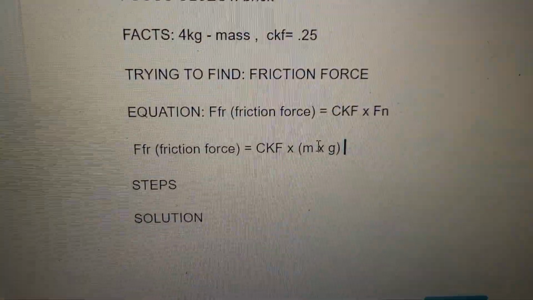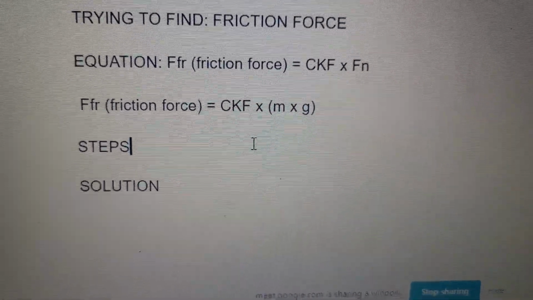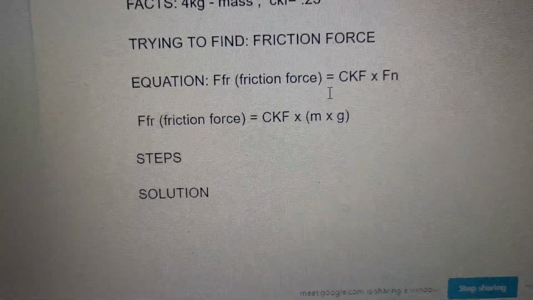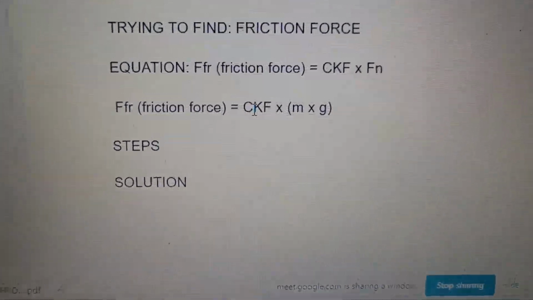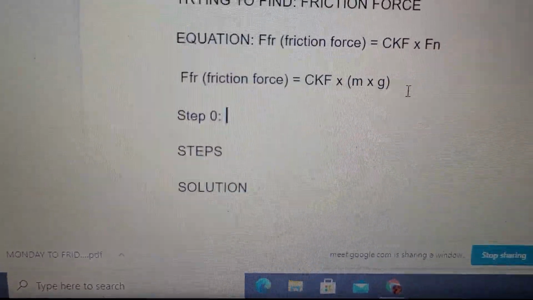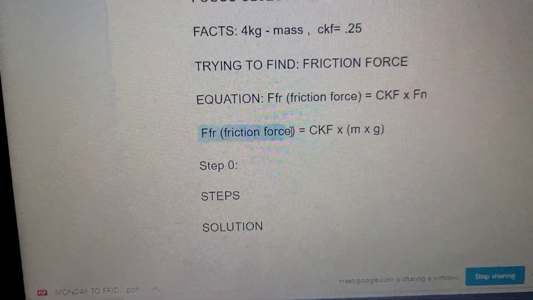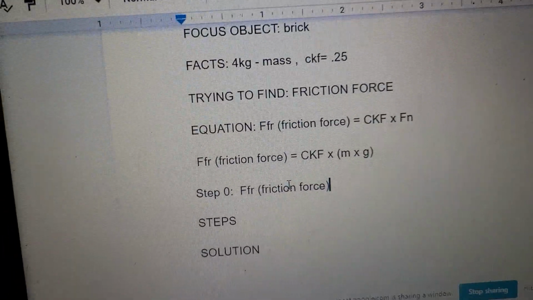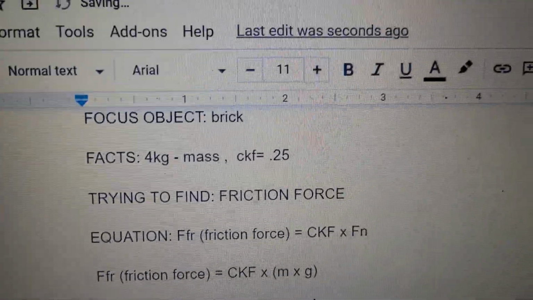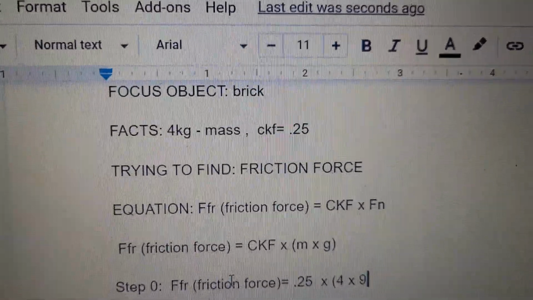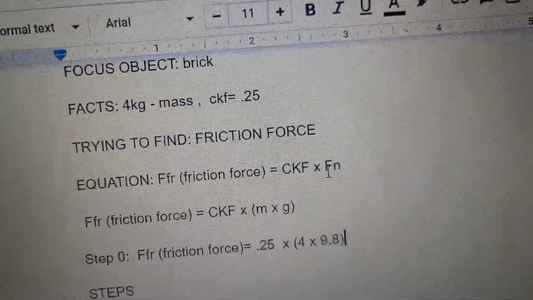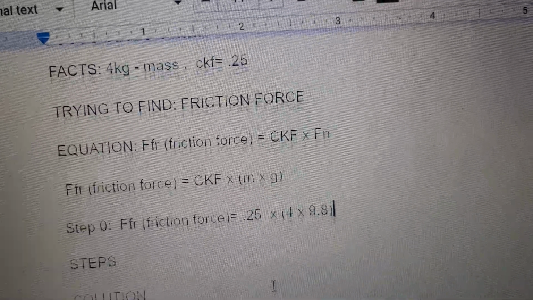Any questions on that? So now that you have that, you can go ahead and actually replace your variables with the facts given to you. Tell me what the entire replacement is going to look like. 4 times 9.8. You guys are so smart. That literally is it. So I'm going to copy and paste this, and say my coefficient of kinetic friction is 0.25, multiplied by 4 times 9.8, because that gives me my actual net force.